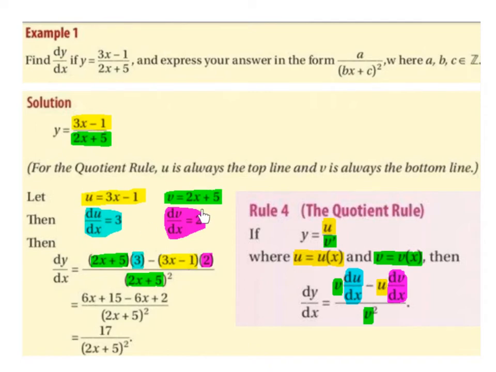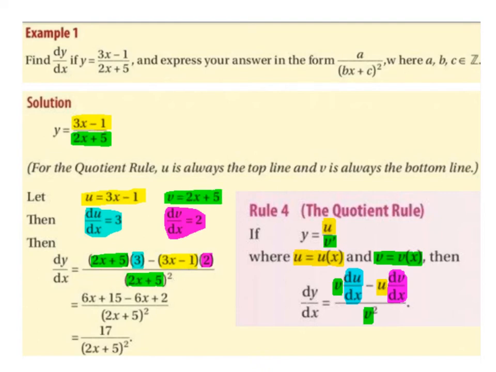So now that we have everything we need, we substitute into our formula. So we swap v for 2x plus 5 with brackets around it. We swap du dx for 3 with brackets around it. We bring over the minus. We swap u for 3x minus 1 with brackets. And we swap dv dx for 2, again with brackets. And that's all divided by v squared, which is 2x plus 5 squared.